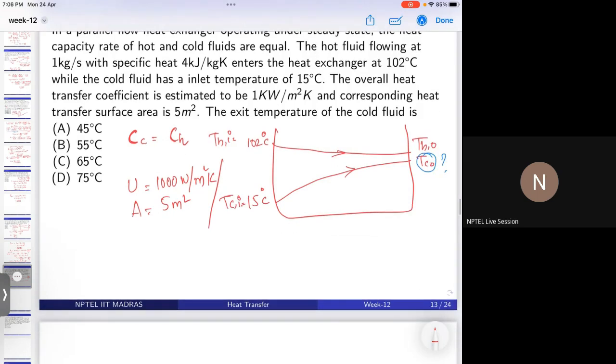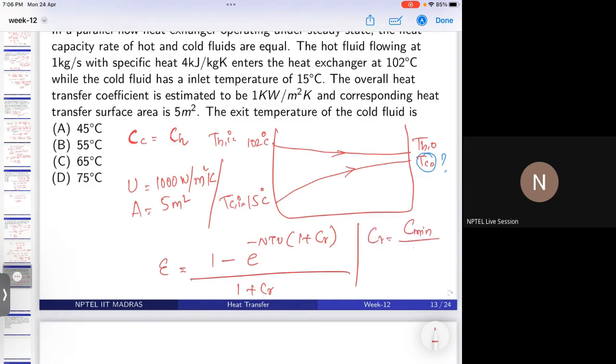So what is the effectiveness? In the NTU method, effectiveness is equal to 1 minus e raised to minus NTU times 1 plus CR, divided by 1 plus CR. This is for a parallel flow heat exchanger. CR is the ratio of C min by C max, that is the ratio of the minimum heat capacity to the maximum heat capacity. So here what is the CR? CR is 1, because it's already given the heat capacities are same.